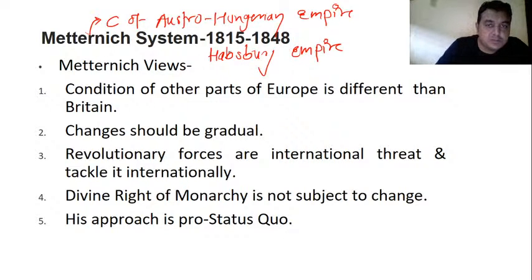Metternich, this is the period 1815 to 1848. This period is known as the period of the Metternich system, and he was considered the Prime Minister of Europe.